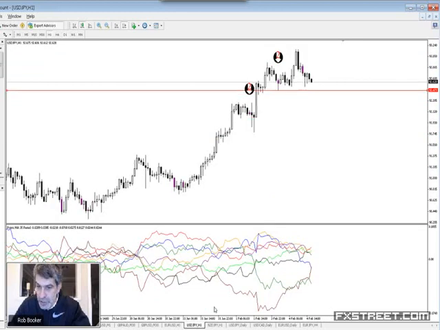So the first opportunity of 2013 is a counter trend opportunity. If you don't like that, I'm going to give you a trend trade right after this. But that's the first one. That's a trade type 2.